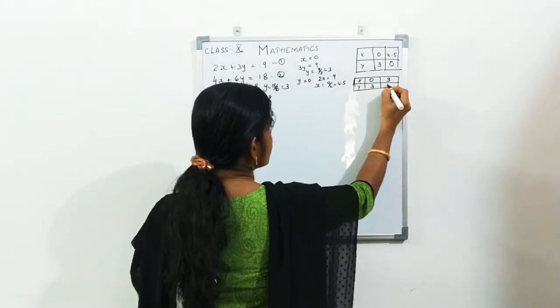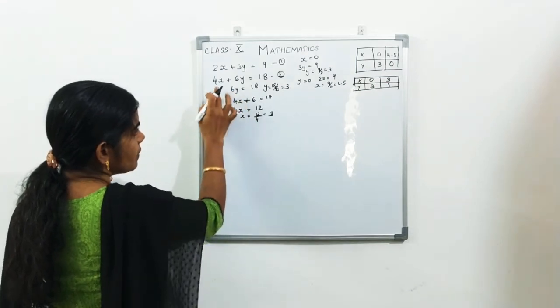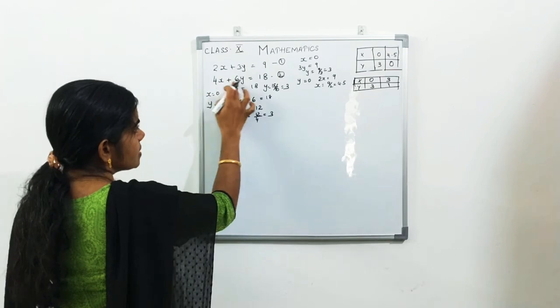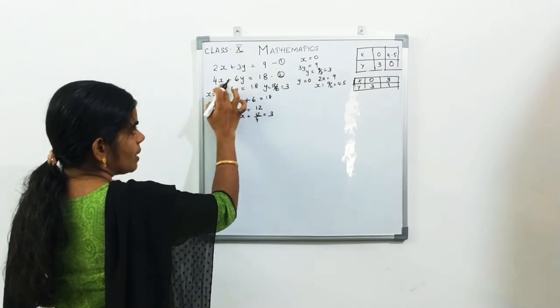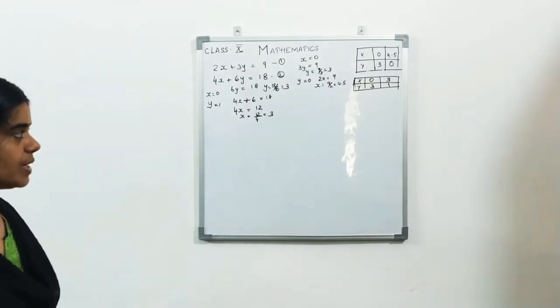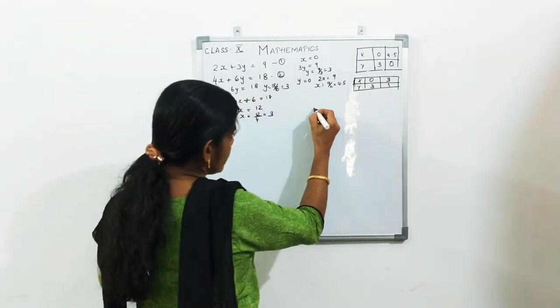Is it correct? That also you can check. Substitute these values in this equation. Then what will you get? 4 into 3 is 12, plus 6 into 1 is 6, 12 plus 6, you are getting 18. Therefore our solutions are correct also. Now we are going to plot these points on the graph.